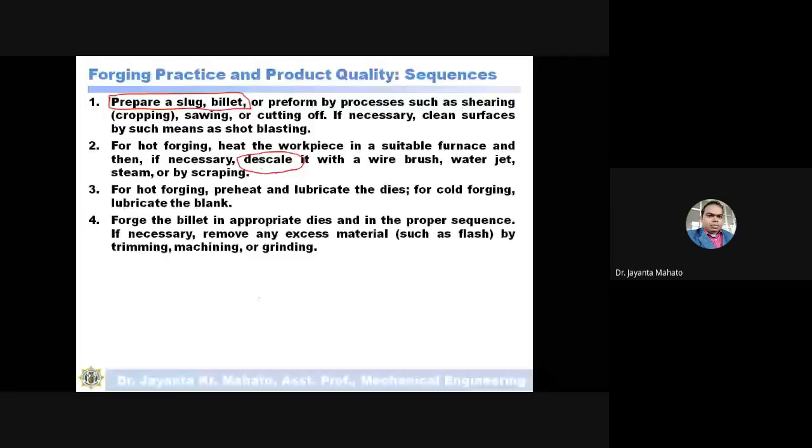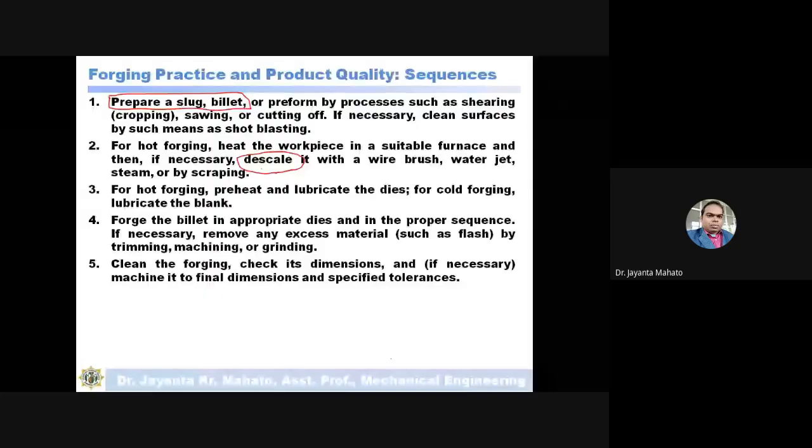And so if there is one or two stations, you have to maintain these sequences one by one. If necessary, remove any excess material such as flash by trimming, machining, or grinding. Means if there are chances of forming flash, then you have to trim the flash. Then clean the forging, check the dimension, and if necessary, machine it to a final dimension and specify tolerances.